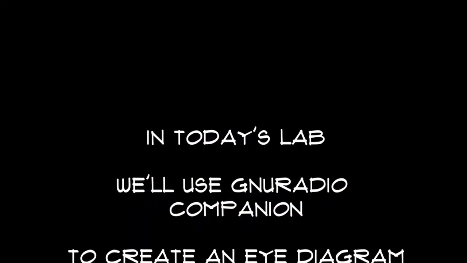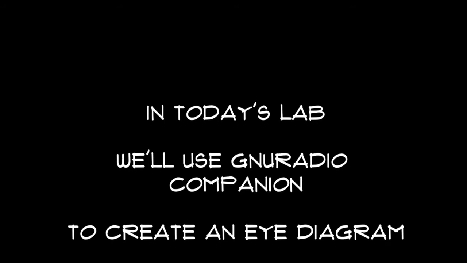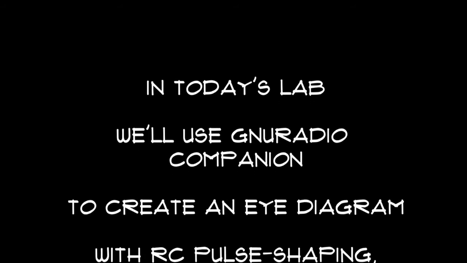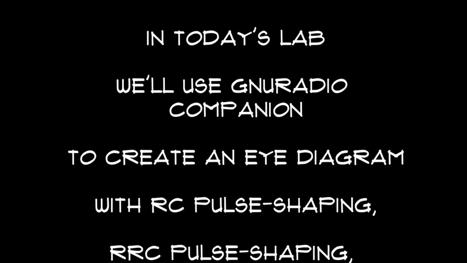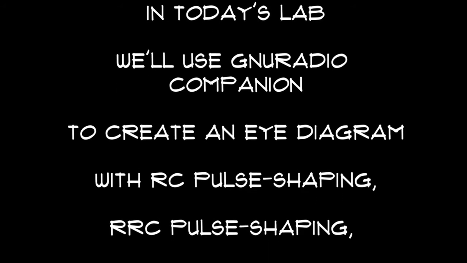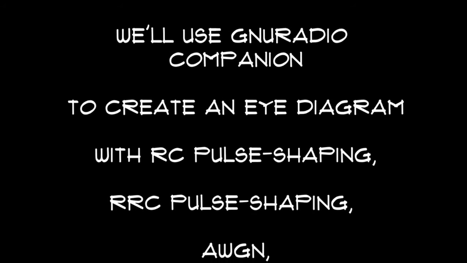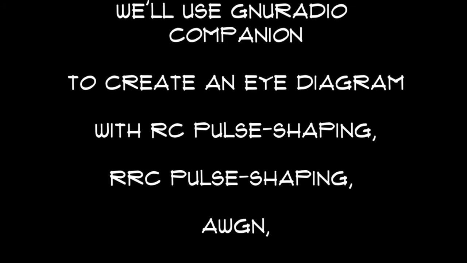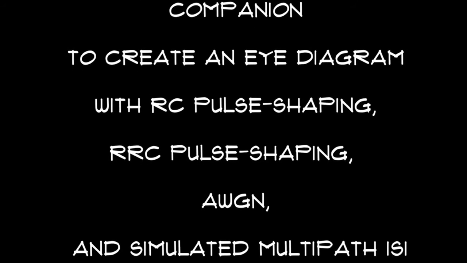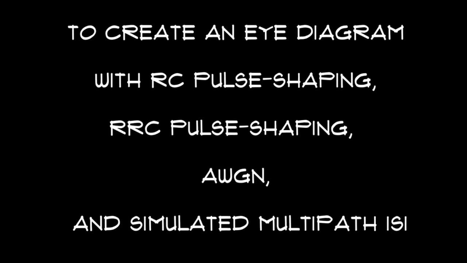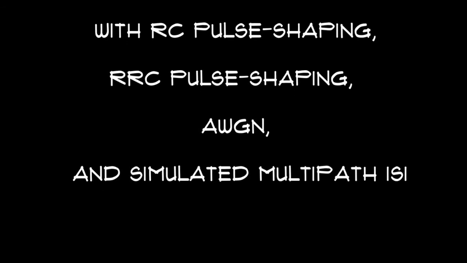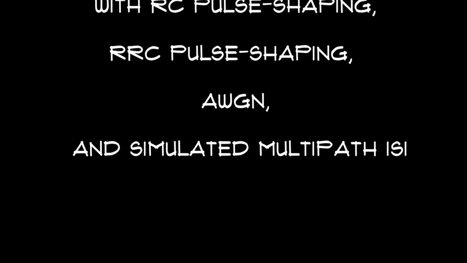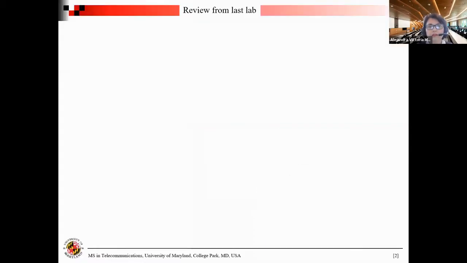Today we're going to see the eye diagram with different implementations of a signal. We're going to use arrays, cosine, pulse shaping on our bit signals. We're going to see root raised cosine pulse shaping. We're going to add noise to the signal and see how that affects the eye diagram. And we're also going to artificially create multipath intersymbol interference, like channel multipath intersymbol interference.